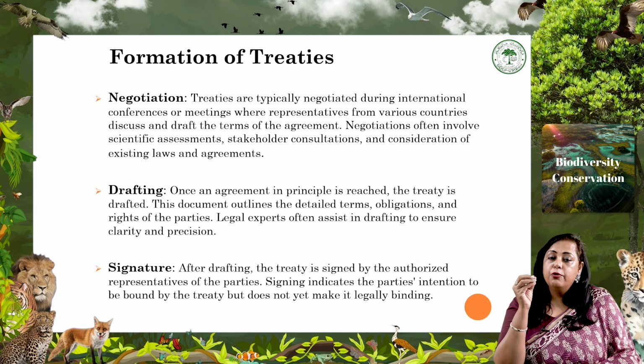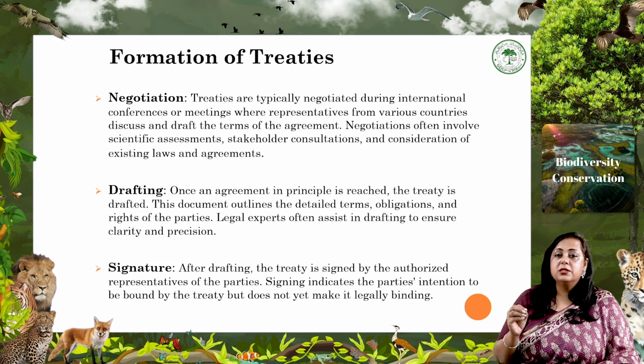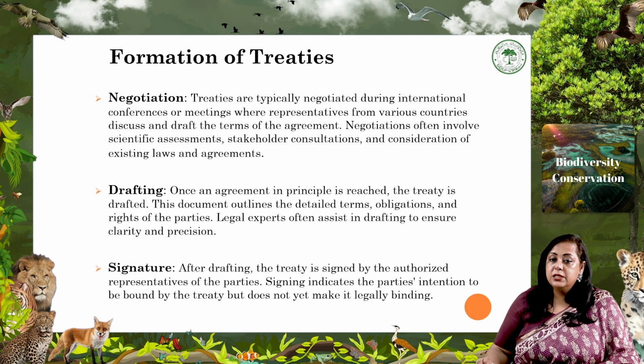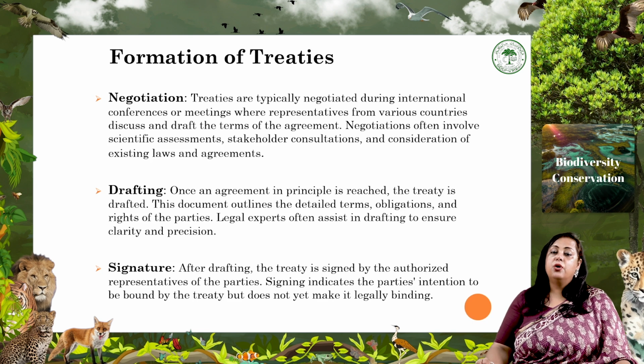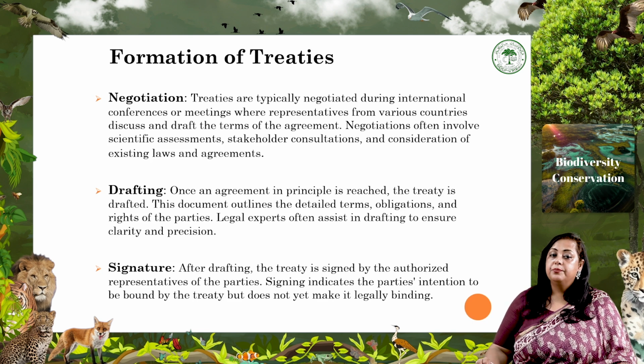First thing, for any treaty, is the negotiation. Treaties are typically negotiated during international conferences or meetings where representatives from various countries discuss and draft the terms of the agreement. Negotiation often involves scientific assessment, stakeholder consultations, and consideration of existing laws and agreements. So this is called negotiation.